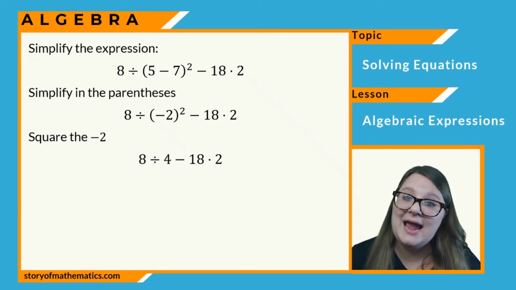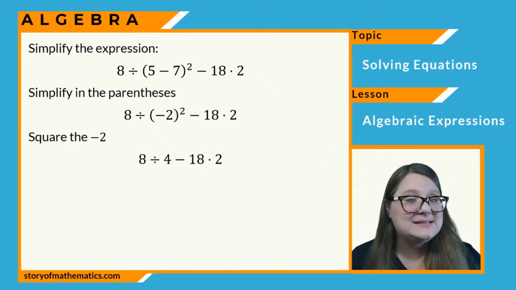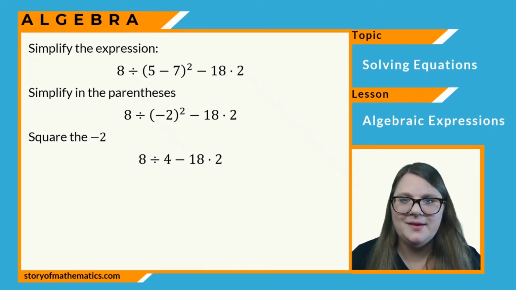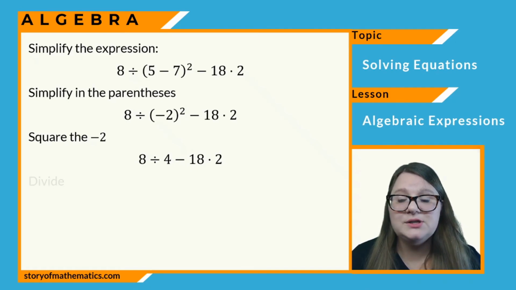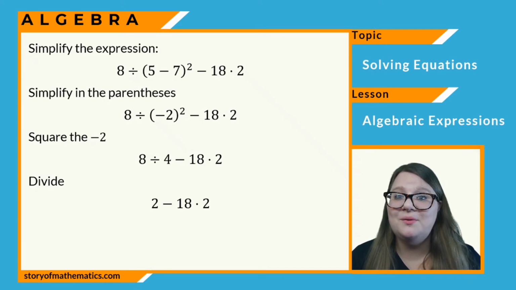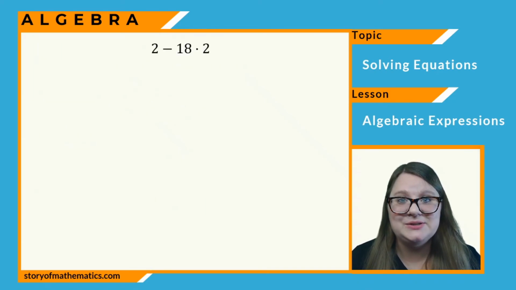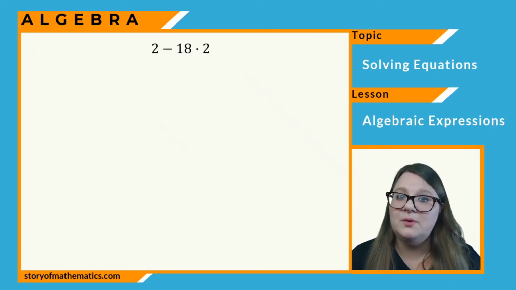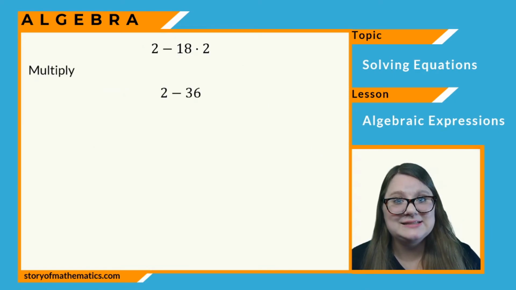So now my expression is 8 divided by 4 minus 18 times 2. So I have done parentheses, I've done exponents. I just have multiplication and division as my next step. So I'll do those in the order they come from left to right, which means division comes first. 8 divided by 4 is 2. So now I have 2 minus 18 times 2. That means I'm going to multiply next. So 18 times 2 is 36.